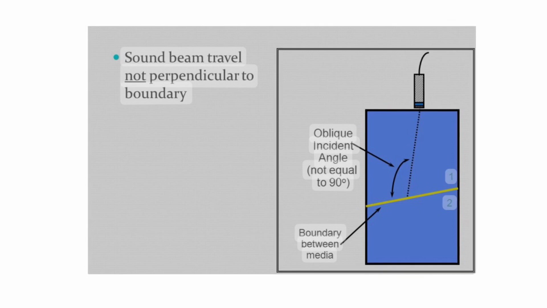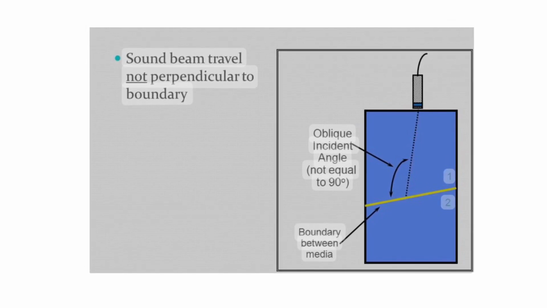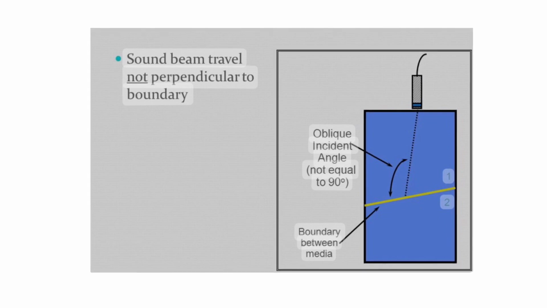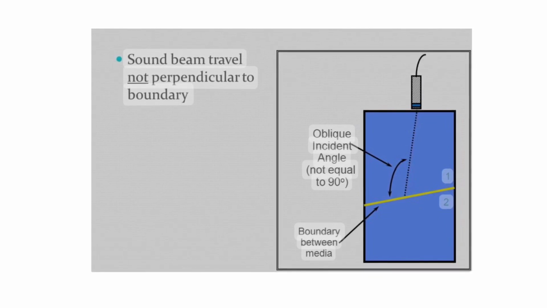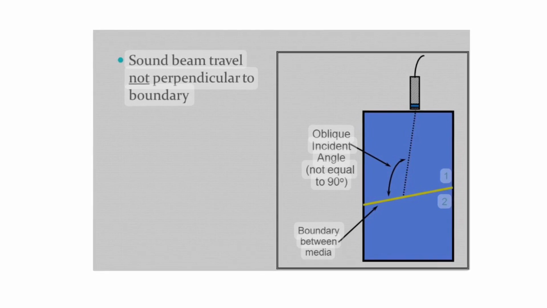other than 90 degrees. If a sound wave strikes a boundary at an angle that is less than 90 degrees, then the angle is an acute angle. If a sound wave strikes a boundary at an angle larger than 90 degrees, then it is an obtuse angle.